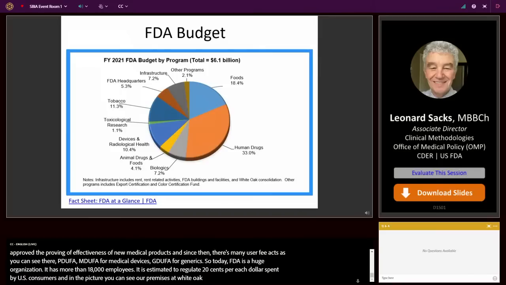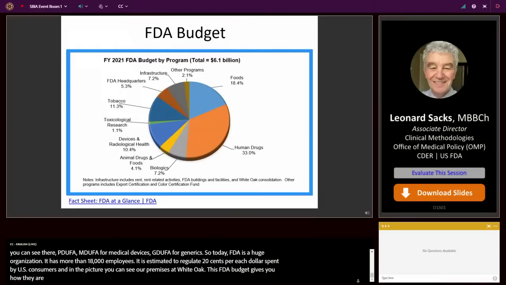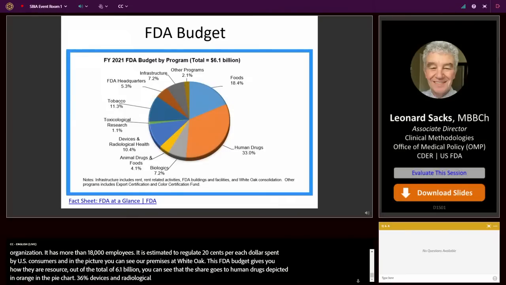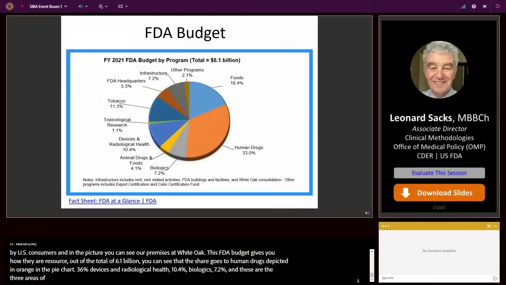The FDA budget is helpful in giving us an idea of how different activities are resourced. Out of a total of $6.1 billion, you can see that the lion's share goes to human drugs, depicted in orange in the pie chart, 33%. Devices and radiological health, 10.4%. Biologics, 7.2%. And these are the three areas of human therapeutics that this course will focus on.